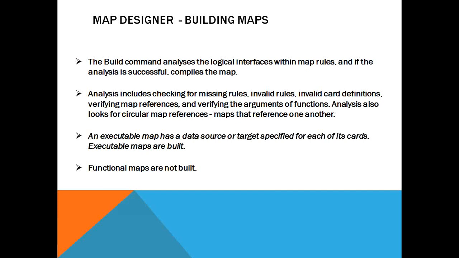Then, an executable map has a data source or target specified for each of its targets. That means the executable map will have a data source and target, from where data will be coming and where data has to be written. Whereas for a functional map, we won't set the data source and target. And also we can't build functional maps; we can build only the main source map.